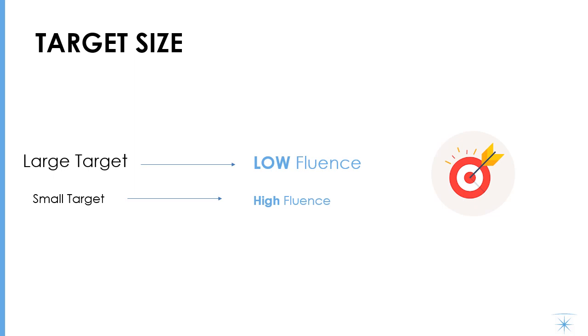The target size is another factor which is influencing the fluence we have to use. If you are trying to treat a large target, then low fluence will do the job. A large target will absorb a significant amount of energy, and that's why low fluence will be sufficient. It's going to achieve the objective, and the side effects and the pain are going to be less. Whereas small targets will absorb less laser energy, so in this case we have to use higher fluence.